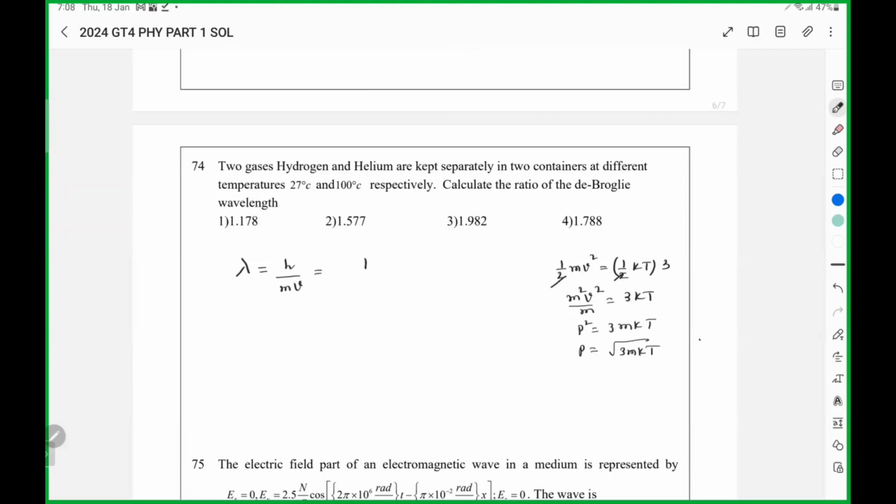P here is, here it is h by mv. I can replace with k. Here is Boltzmann constant, which is constant. h is Planck's constant. That is also constant, which does not change. So lambda is proportional to, 3 constant, m and T. Lambda 1 by lambda 2 is, since inversely proportional to both.